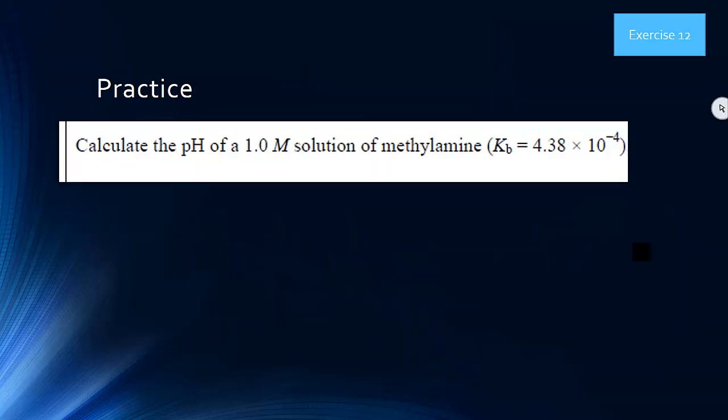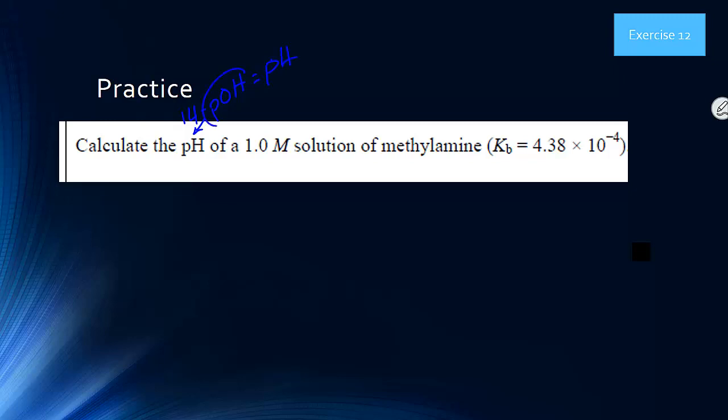Example 12 has us go the other way around. We are given a base. I know this because I'm given a Kb. So I need to figure out what is the pH of this base. Now, there are a couple different ways to go about doing this. Personally, just like before, if I'm given a base, I'm going to determine pOH and simply subtract that from 14, because 14 minus pOH will always give me the pH.